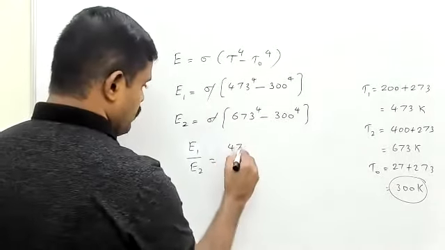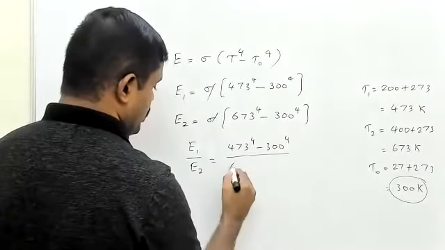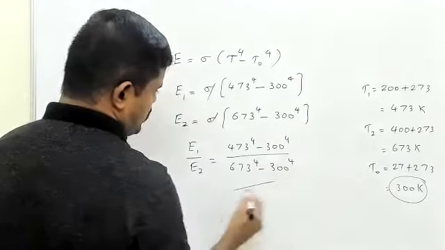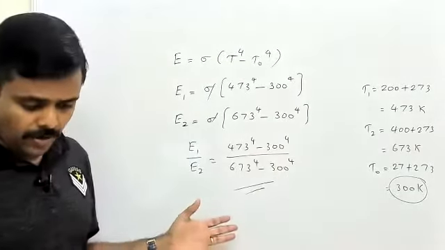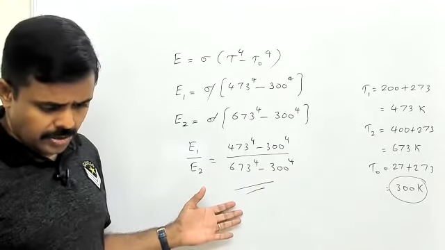Answer is (473 raised to 4 minus 300 raised to 4) divided by (673 raised to 4 minus 300 raised to 4). In such questions, you know, they never expect you to solve this. You can keep it in this form. There should be a correct option like this. Answer is option D.